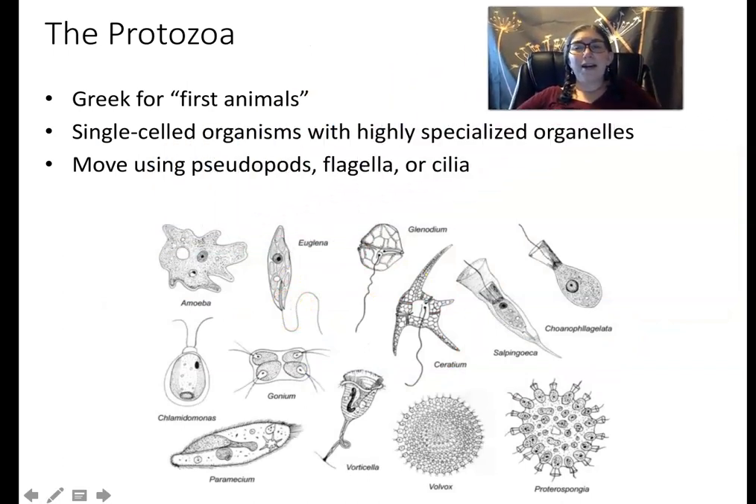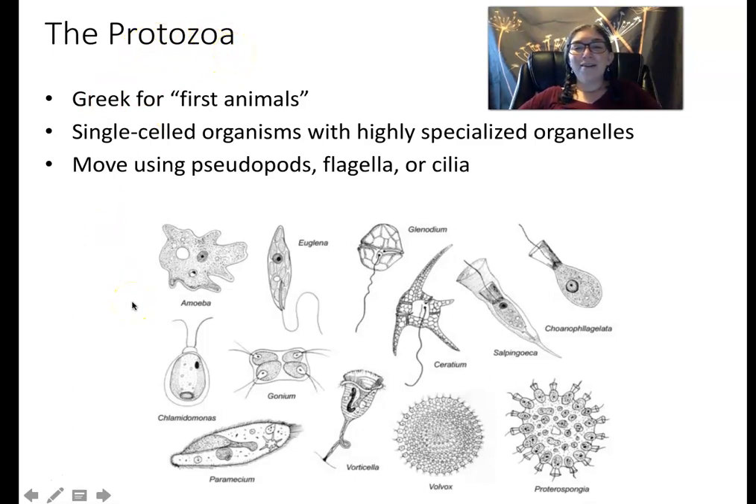So those are the fungi. The next type of eukaryotic microbe are the protozoa. And protozoa are really cool looking. They look like alien creatures from another planet and probably were a lot of the animalcules that Leeuwenhoek first described under his microscope. The word protozoa literally means first animals.